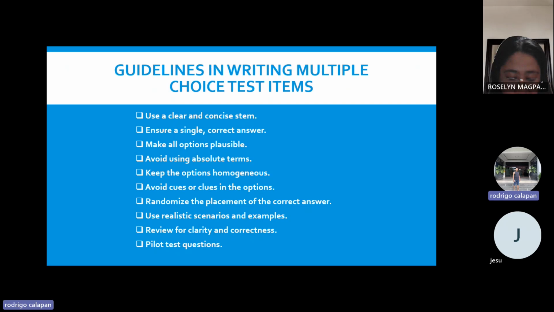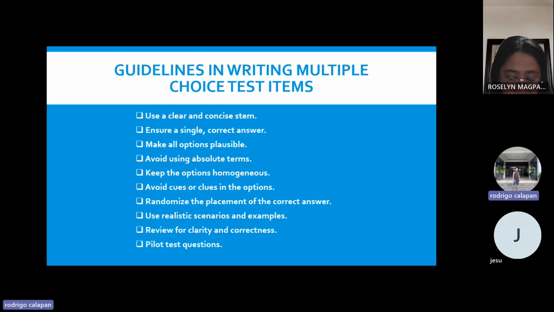So next is we have to use realistic scenarios and examples. If applicable, use realistic scenarios or examples in the stem to enhance the relevance and authenticity of the questions. This can help students connect the questions to real-world contexts and apply their knowledge effectively. And number 9, review for clarity and correctness.